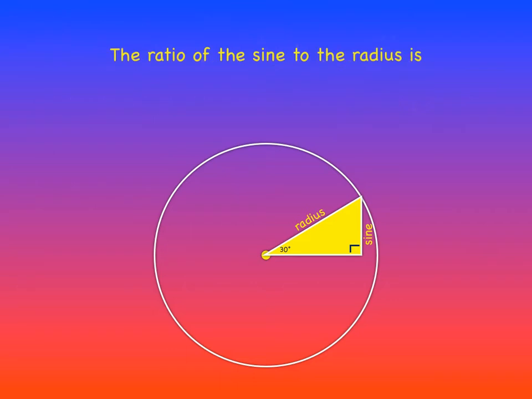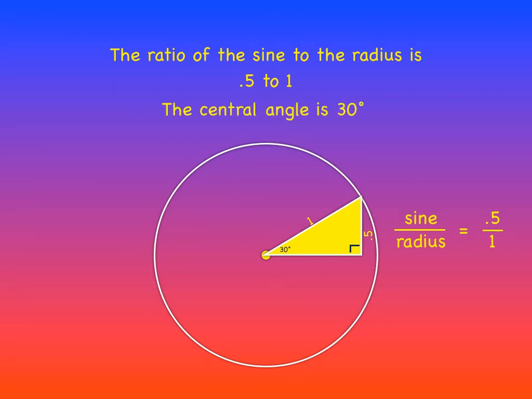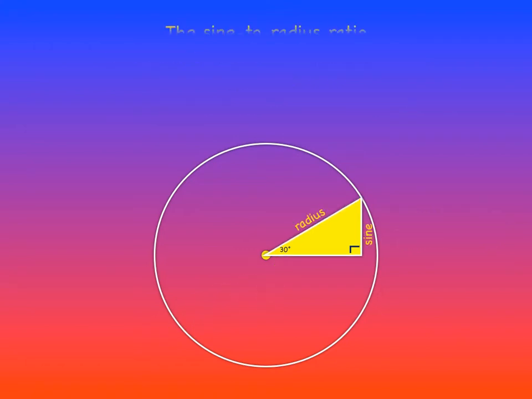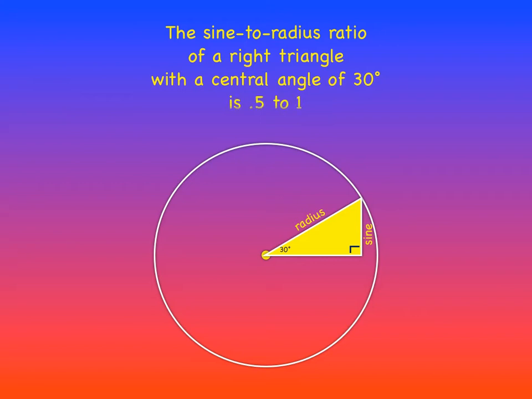The ratio of the sine to the radius, here we can see it's 0.5 to 1, or 1/2 to 1. The ratio of the sine to radius is 5/10 to 1. The central angle is 30 degrees. The sine to radius ratio of a right triangle with a central angle of 30 degrees is 0.5 to 1.